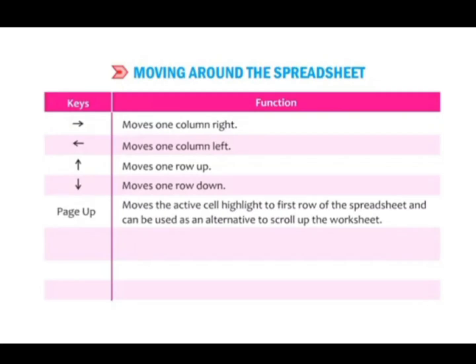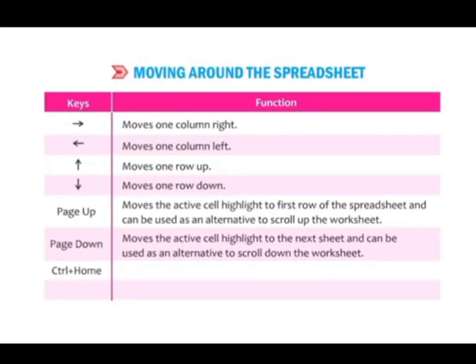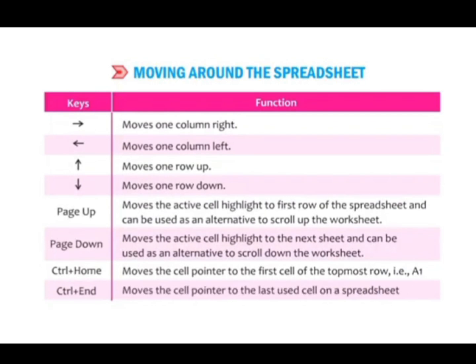Page up. Moves the active cell highlight to the first row of the spreadsheet and can be used as an alternative to scroll up the worksheet. Page down. Moves the active cell highlight to the next sheet and can be used as an alternative to scroll down the worksheet. Control plus Home. Moves the cell pointer to the first cell of the topmost row, that is A1. Control plus End. Moves the cell pointer to the last used cell on a spreadsheet.